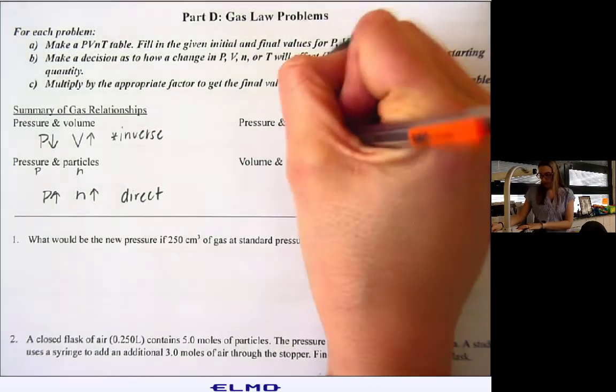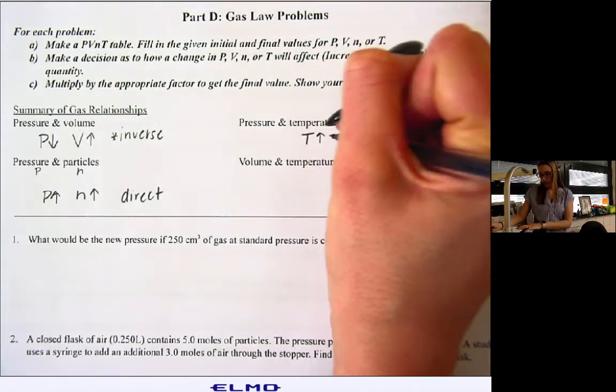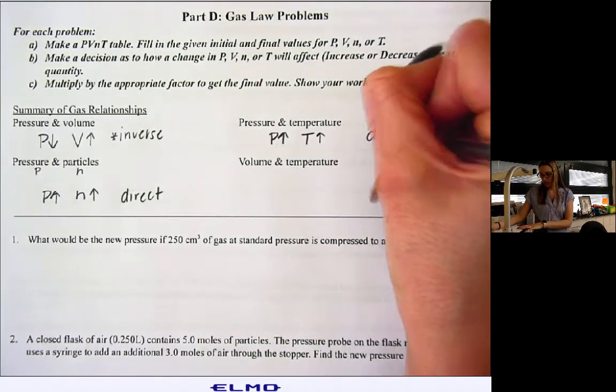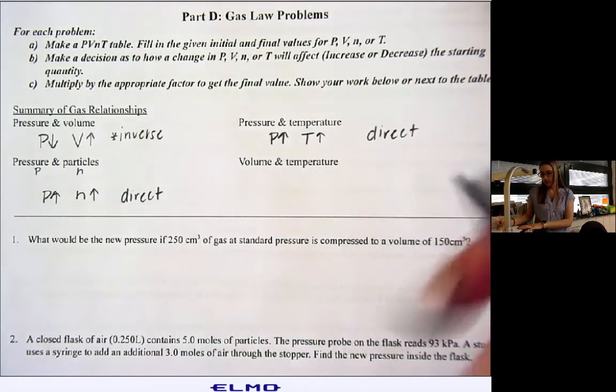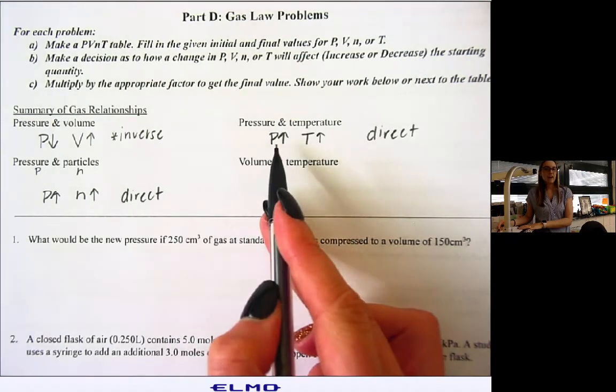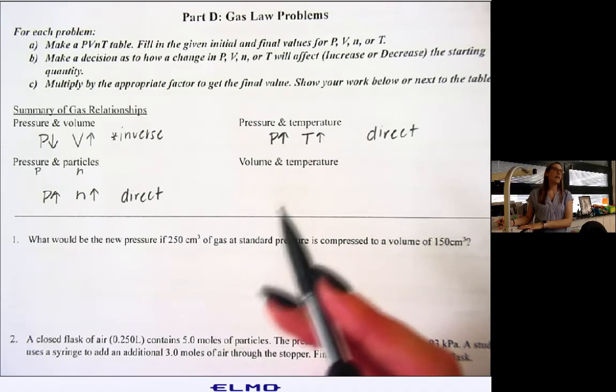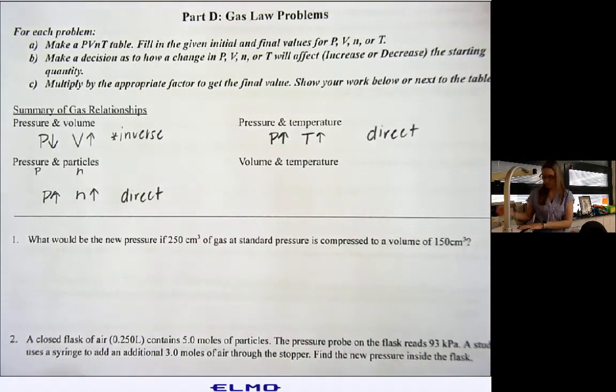So pressure and temperature, let's say temperature goes up. Well, that means that number of collisions goes up, so that's direct. Now, instead of up, this could be down, right? So maybe I said temperature goes down, that means pressure goes down. You could have either way.